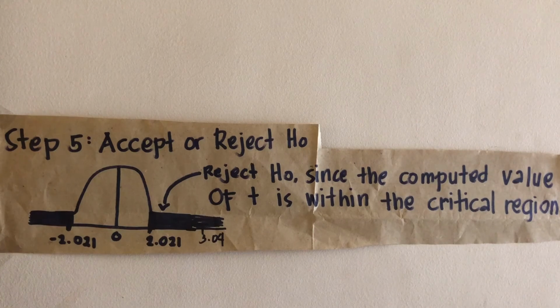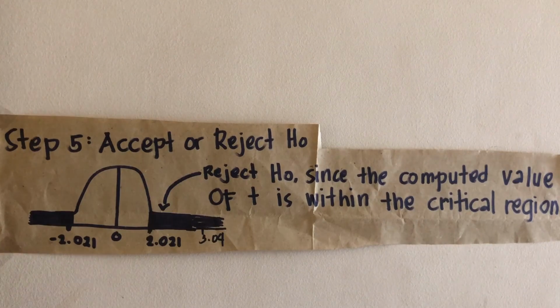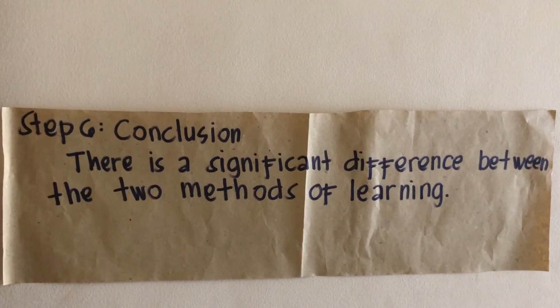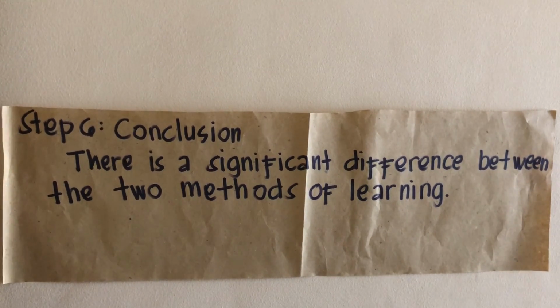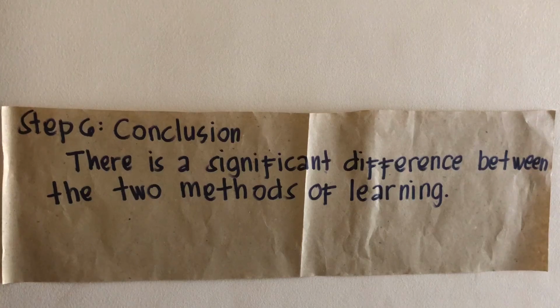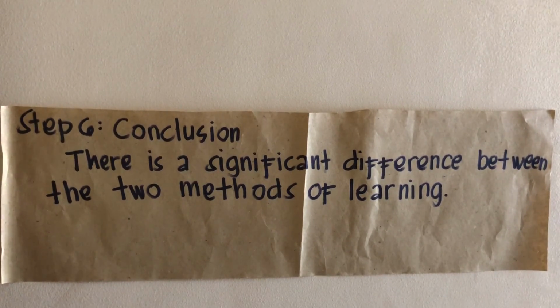Reject H0 if it lies within the critical region. Accept H0 if it does not lie within the critical region. Since the critical value is 2.021 and the computed t value is 3.04, the null hypothesis is rejected. If H0 is accepted, use the words there is no significant difference. Otherwise, since it is rejected, the conclusion is there is a significant difference between the two methods of learning.